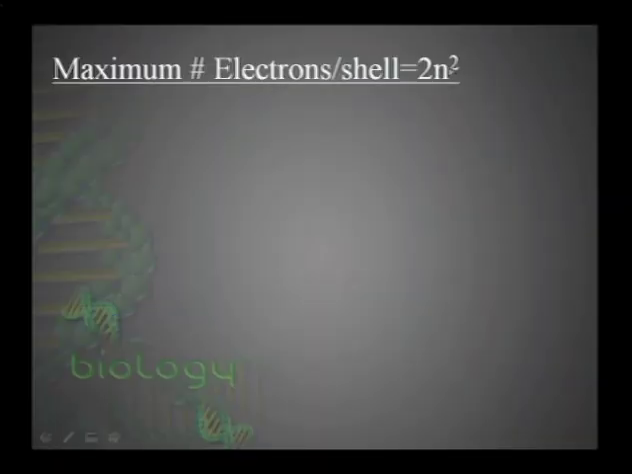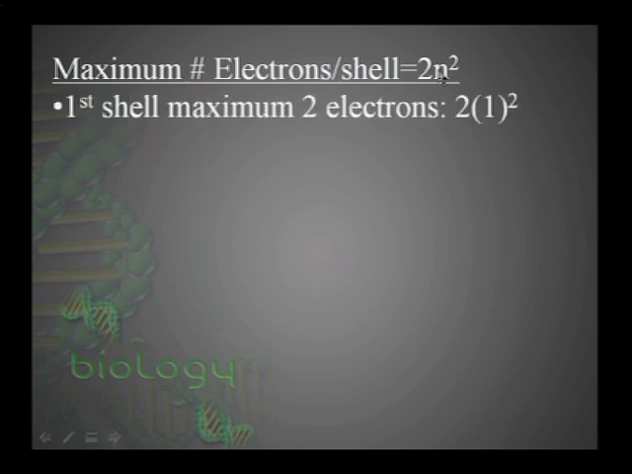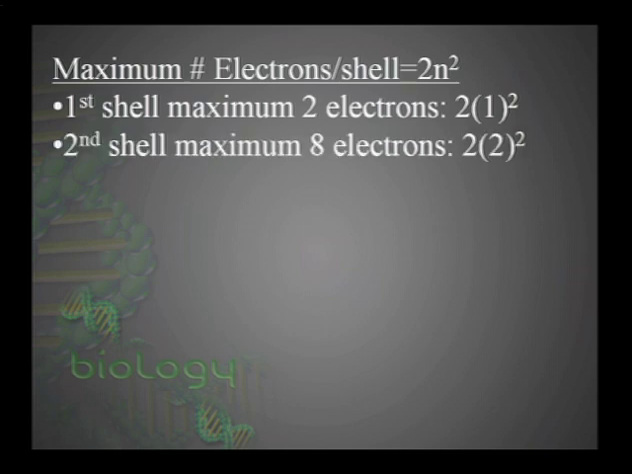So let's look at this. Again, the formula that determines how many electrons will fit into a particular shell is 2n squared, where n represents the number of the shell that we're looking at. If you look at the first shell, we would substitute the number 1 for the n. So 1 squared is 1, 2 times 1 is 2. So the first shell holds a maximum of 2 electrons. If an atom has more than 2 electrons, then they need to go into another orbital. They would have to go into the second shell.